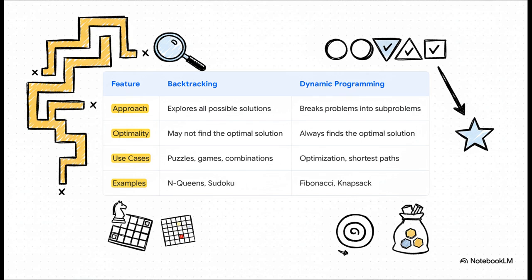Dynamic programming, on the other hand, is more like an efficient factory manager. It breaks a huge project down into tiny, repeating tasks. It solves each tiny task just one time, stores the result, and never ever does the same work twice. That incredible efficiency is what lets it find the one single, absolute best way to do something.